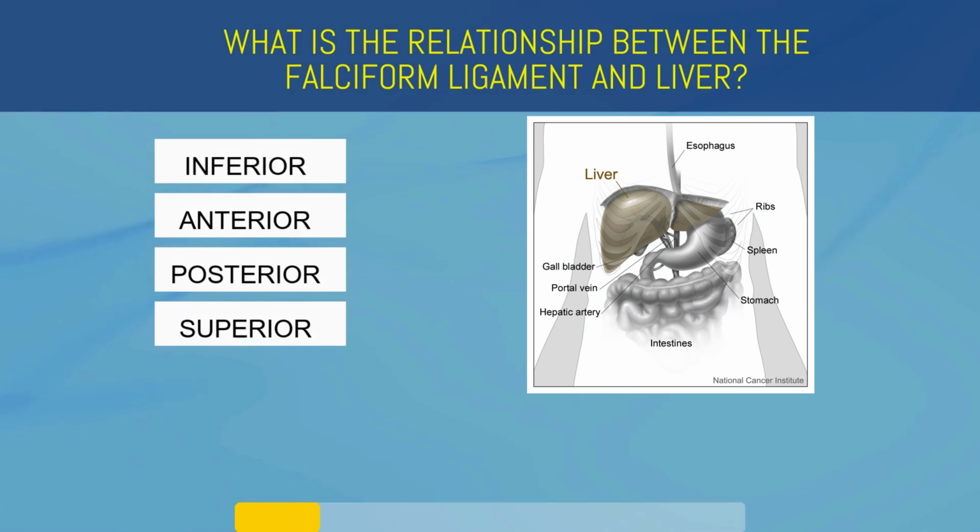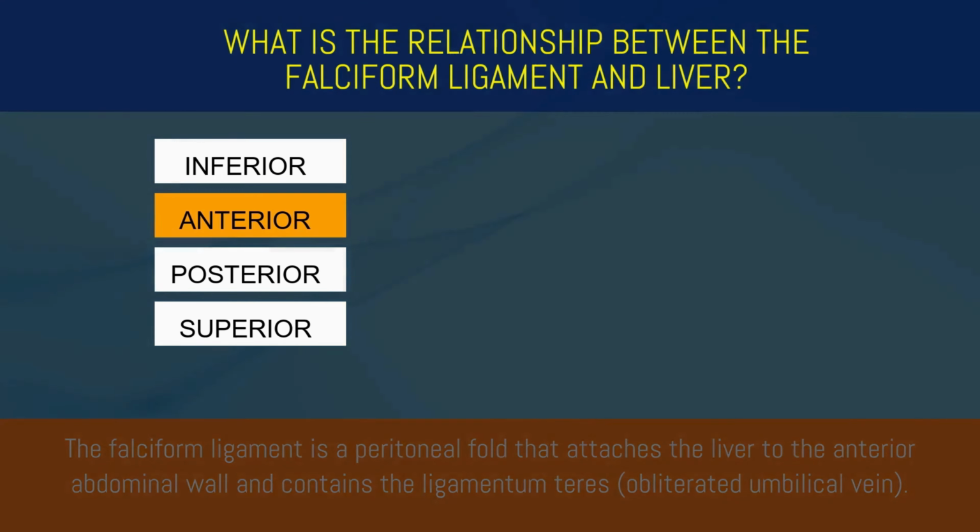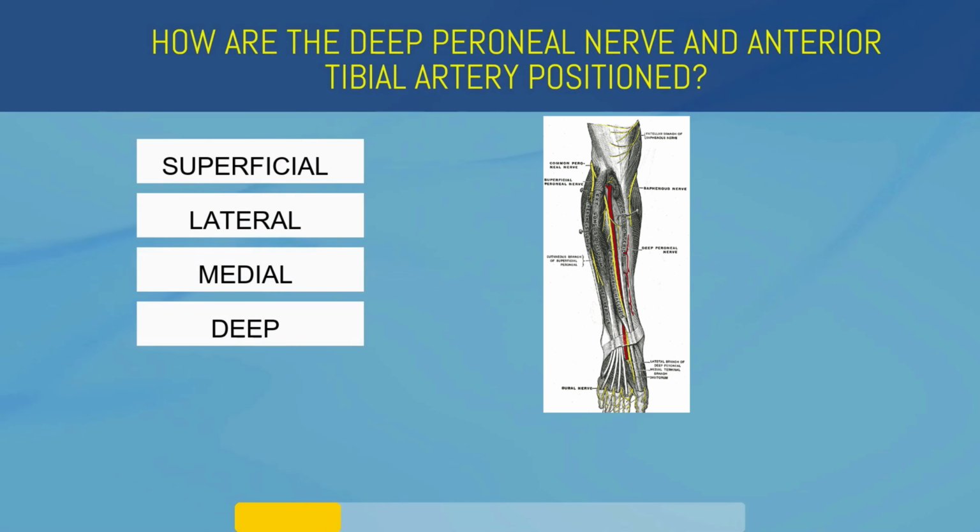What is the relationship between the falciform ligament and liver? Inferior, anterior, posterior, or superior? Anterior. The falciform ligament is a peritoneal fold that attaches the liver to the anterior abdominal wall and contains the ligamentum teres. How are the deep peroneal nerve and anterior tibial artery positioned?